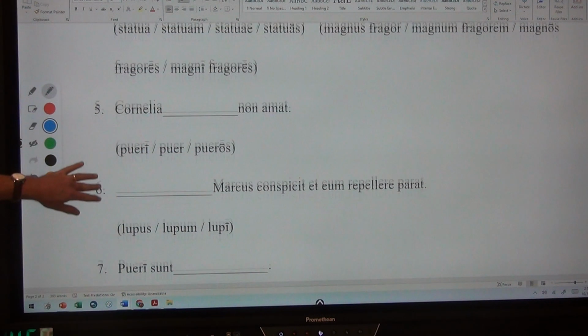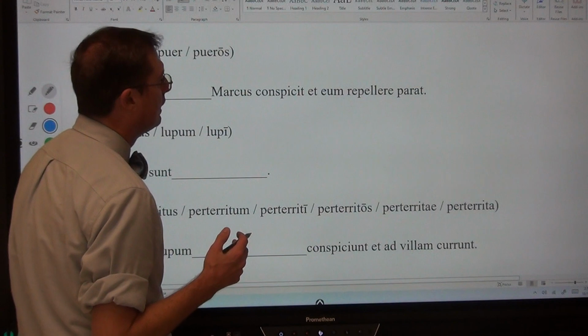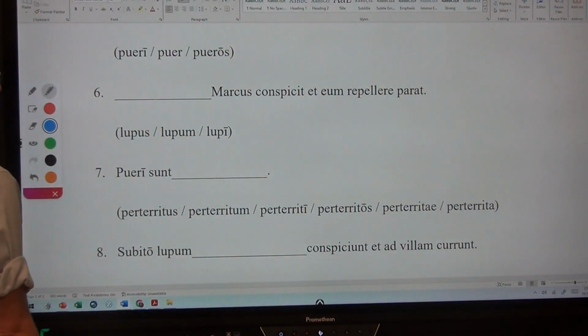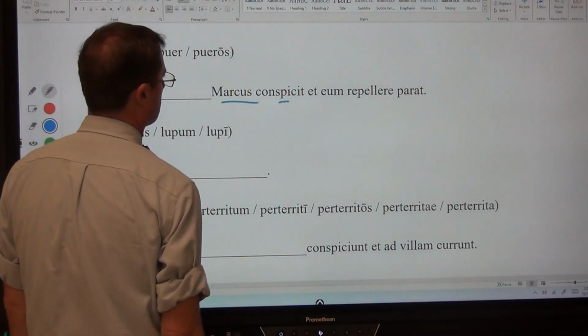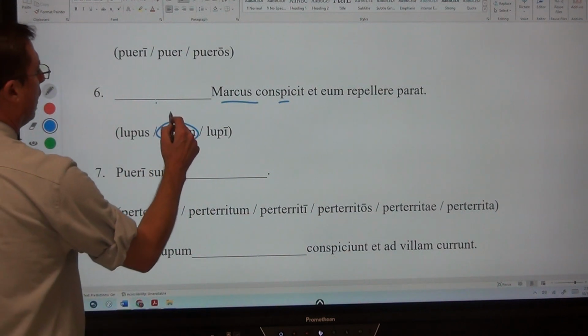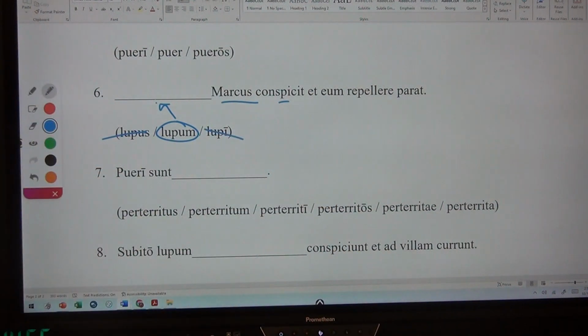Number 6, we keep moving on. Marcus conspexit. Marcus spots and prepares to repel him, or it, if it's referring to the wolf, which it is. So since we know that Marcus is the one who is doing the spotting, what we need in that blank is to tell us whom or what he spots. What is the direct object? And I say direct object, you say accusative. And there you'll answer. He spots the wolf. That's nominative subject, that's nominative plural subject. And we don't need that.